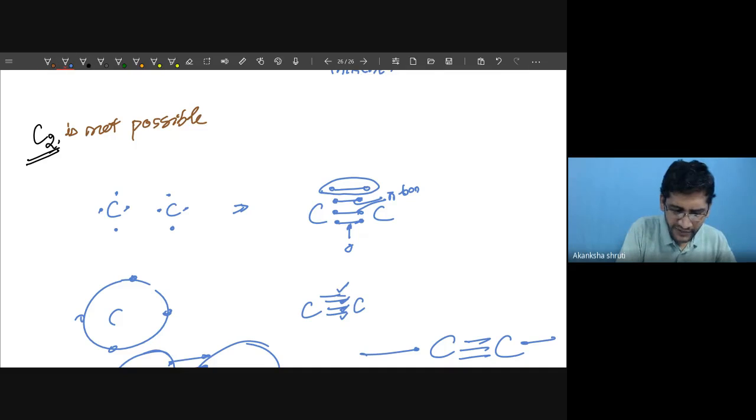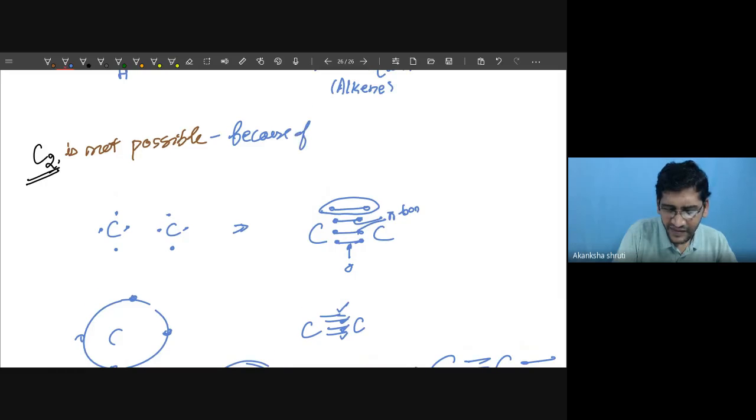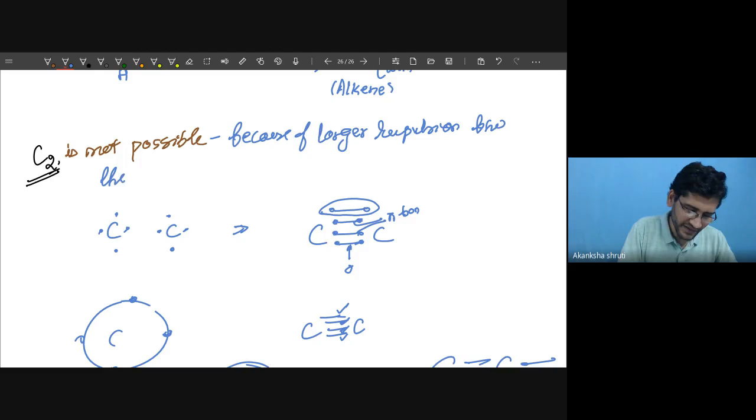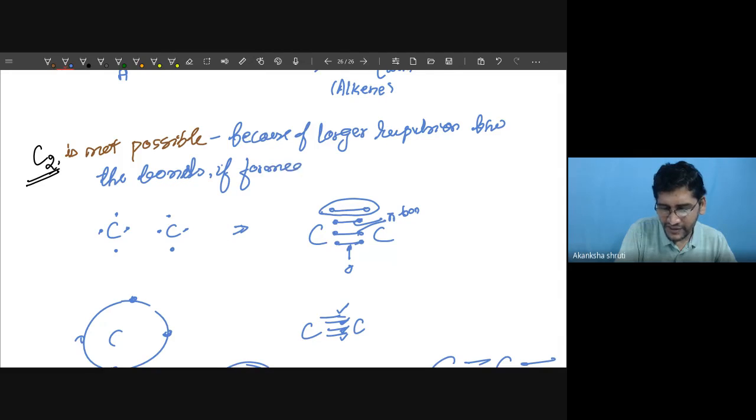Why? So write in your language only: because of larger repulsion between the bonds if formed. Though it is not formed, if it is formed, the repulsion is so dominant that the atom becomes unstable and it gets disintegrated or destroyed. Okay student, so this much is enough for you.